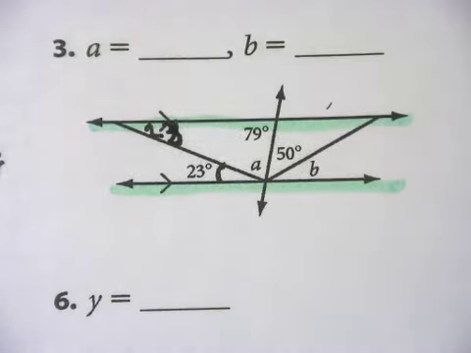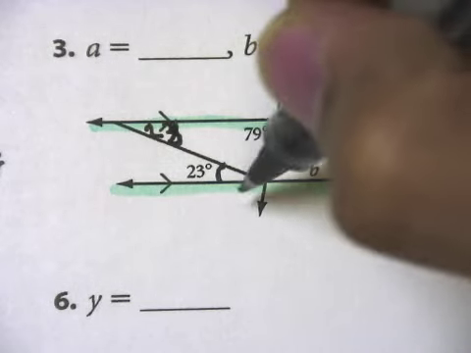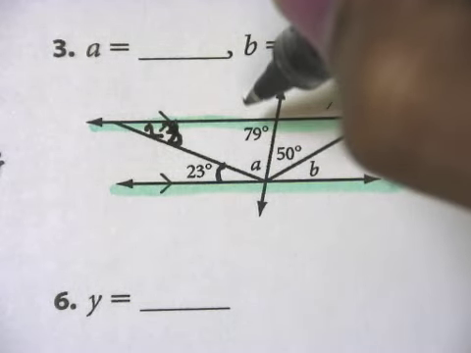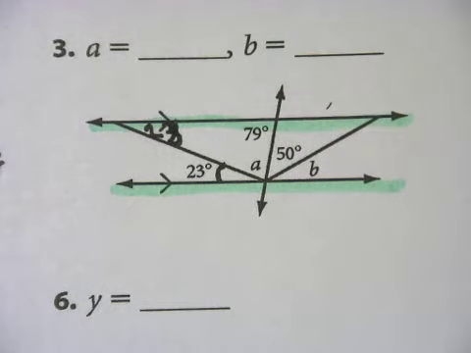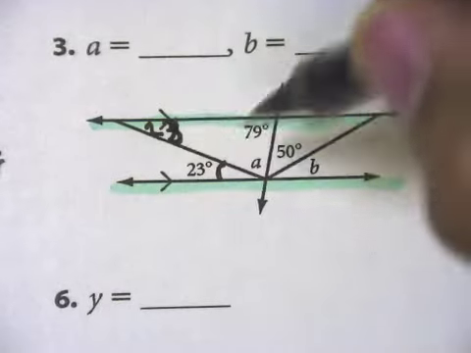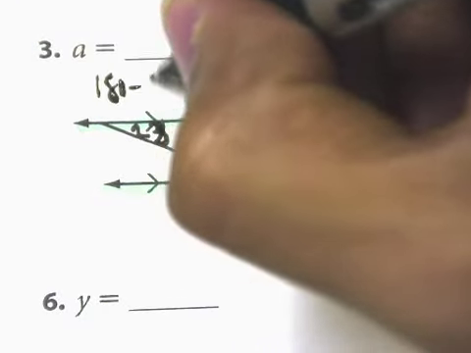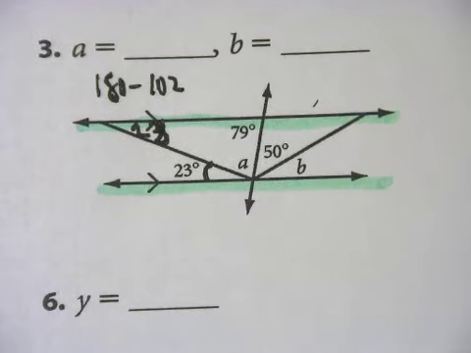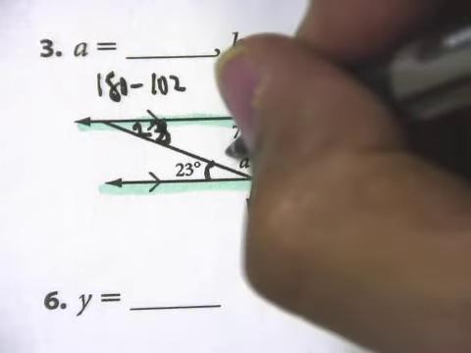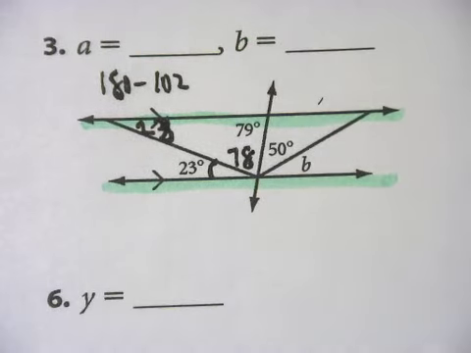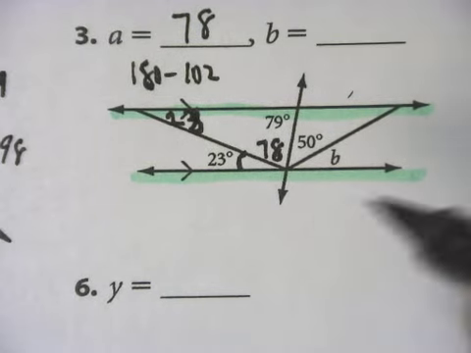So if this is 23, this is also 23 degrees. And now I can find A, because in a triangle I have 180 degrees. So just add 79 plus 23, subtract that from 180. So 79 plus 23 is 102. So 180 minus 102 is going to give me 78 degrees. So A is equal to 78 degrees.